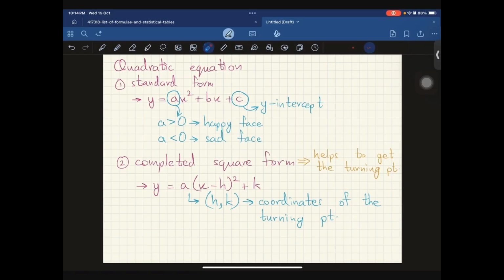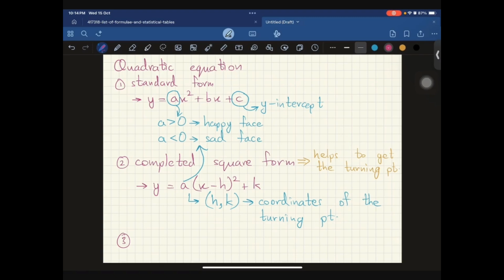And then similarly over here, this a has the same function as it had over here. So we can apply the same conditions over here as well, that if a is greater than 0, that is if a is positive, then you're happy, you have a happy face curve. If a is negative, that's a sad face curve. Now we'll just discuss the last form and then move to how to get the completed square form.